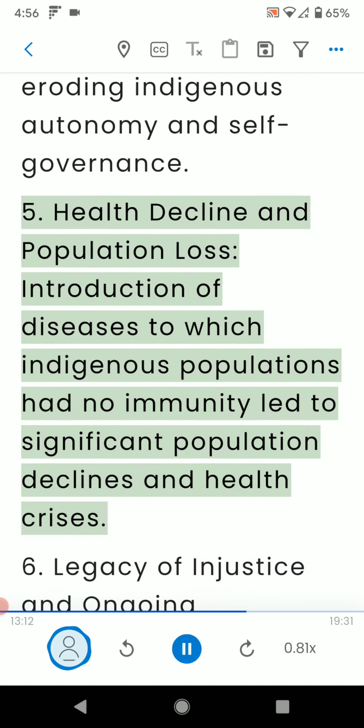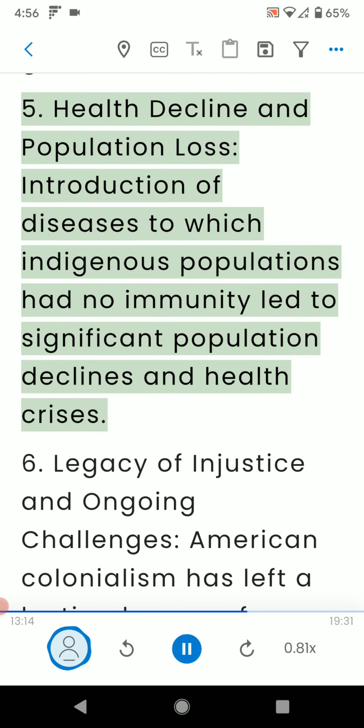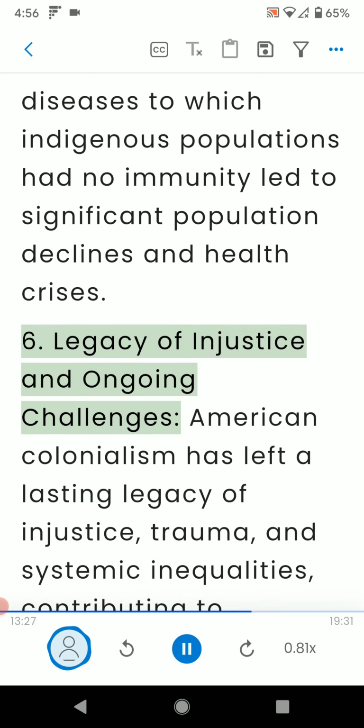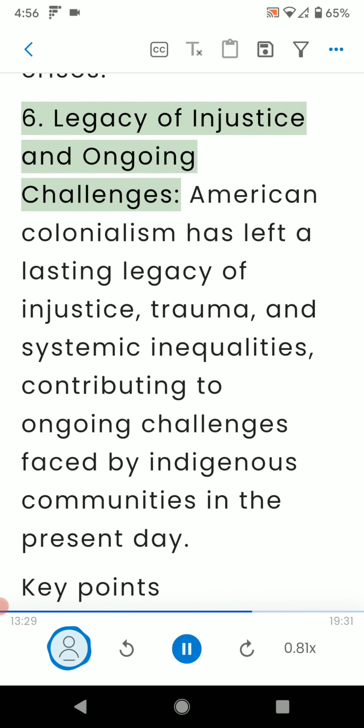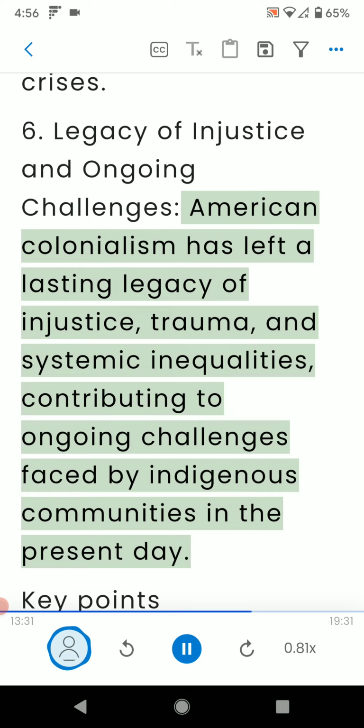5. Health decline and population loss. Introduction of diseases to which indigenous populations had no immunity led to significant population declines and health crises. 6. Legacy of injustice and ongoing challenges. American colonialism has left a lasting legacy of injustice, trauma, and systemic inequalities, contributing to ongoing challenges faced by indigenous communities in the present day.